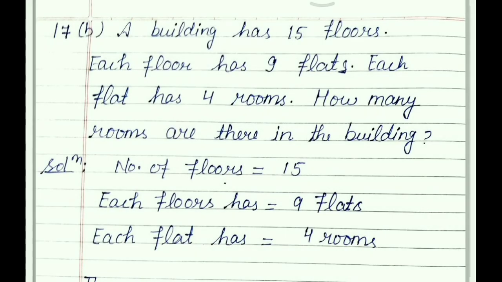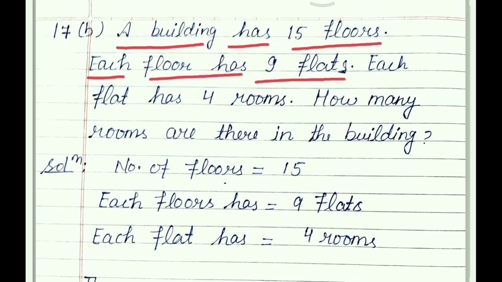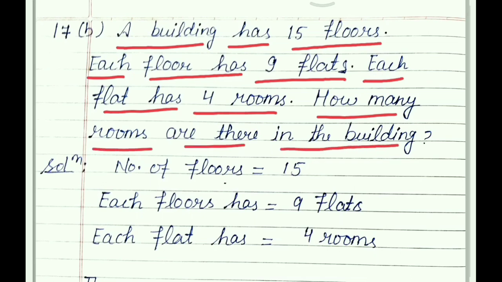Let's see the 17b part. A building has 15 floors. Each floor has 9 flats. Okay, and each flat has 4 rooms. Then how many rooms are there in the building? Firstly, we will write in this question what is given clearly. Okay, as a solution I have also done it here, so see carefully.